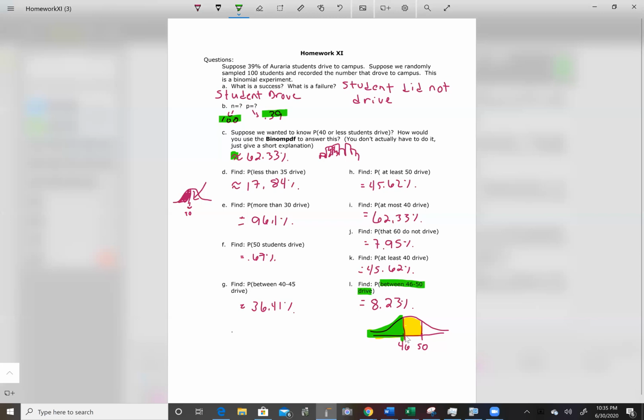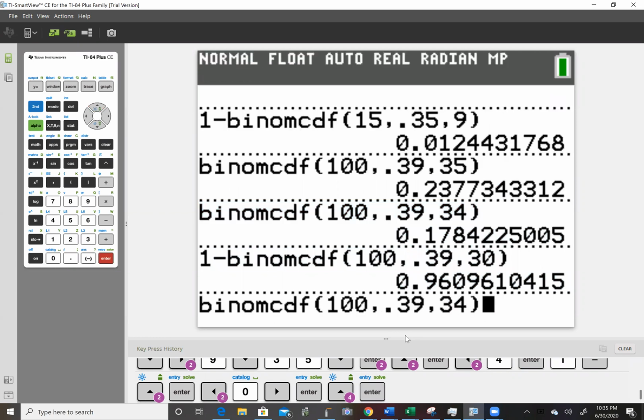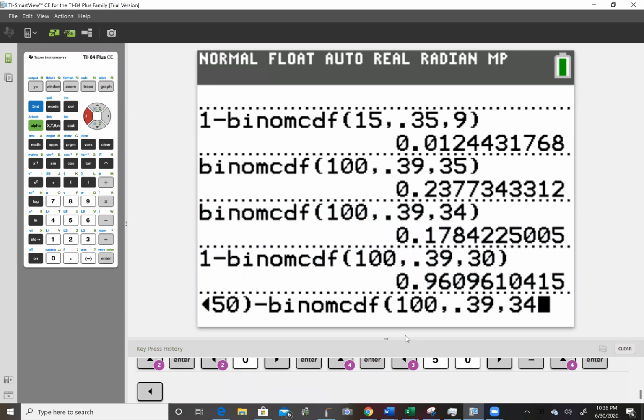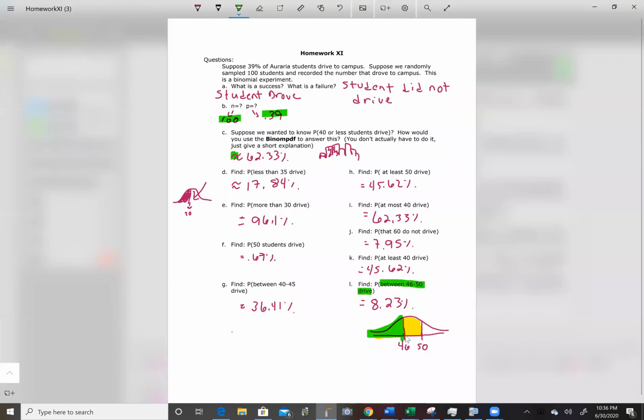So I want 46 and I want 50. So the first thing I'm going to do is grab a binomial CDF, and I want all of it up to 50, up to and including 50. And I want to subtract, I'm going to grab it again, to 45. Remember, because 46 is included, I need 46 to be included, so I'm going to put 45. And 8.23%. Yep. Perfect.